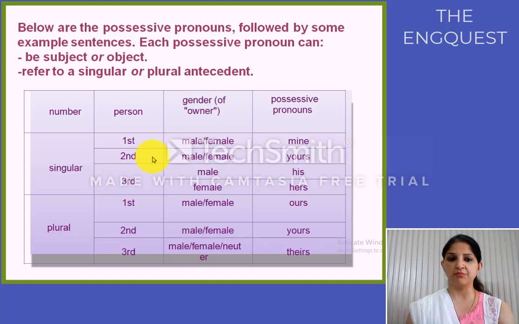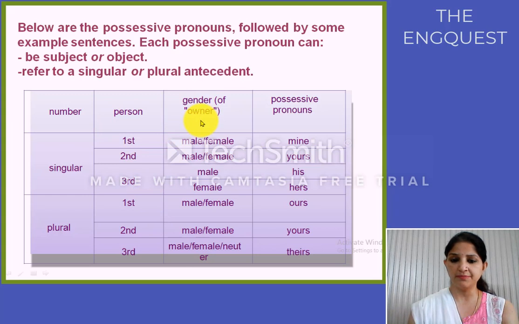Now, let us understand the use of possessive pronouns. Below are the possessive pronouns followed by some example sentences. Each possessive pronoun can be subject or object, refer to a singular or plural antecedent. Here, we will be talking about the number, person, gender of the owner, and the possessive pronouns used. First, if we are talking about a singular first person, male or female, we can say mine. Second person, male or female, we can say yours. Singular third person, male or female, we can use his for males and hers for females.